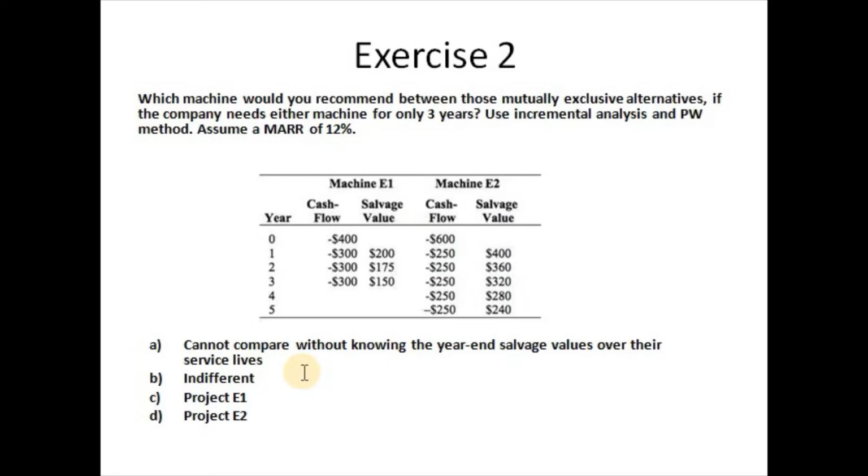Now, I will begin with the incremental analysis. What do we say about the incremental analysis? We arrange the alternatives in increasing order according to the initial investment. This is the initial investment. This is 400 and this is 600. So here this is the correct order. It is E1, then E2. So when I want to do the incremental analysis, I will say it is E2 minus E1.